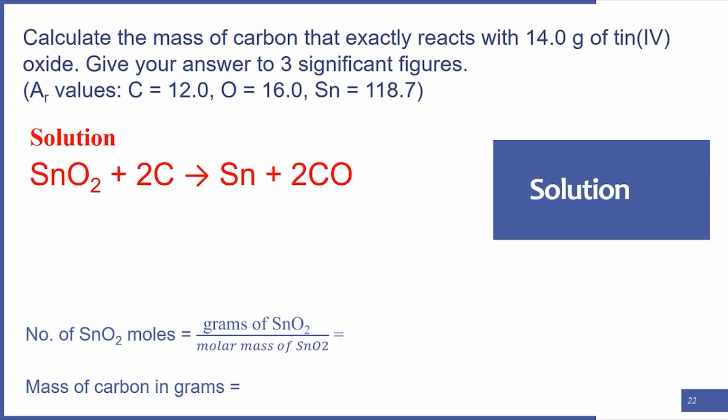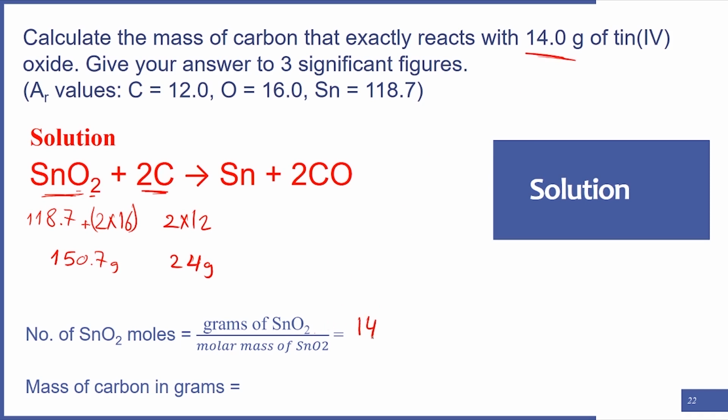118.7. First step, we need to calculate the molar mass for each reactant. Notice we will not need to calculate it for the products. The molar mass of tin tetraoxide is equal to 1 tin atom plus 2 oxygen atoms, 118.7 for tin plus 2 multiplied by 16 for oxygen, equal to 150.7 grams. The second reactant is carbon. The molar mass for carbon is equal to 2 moles multiplied by the molar mass of carbon, 12, equal to 24 grams.